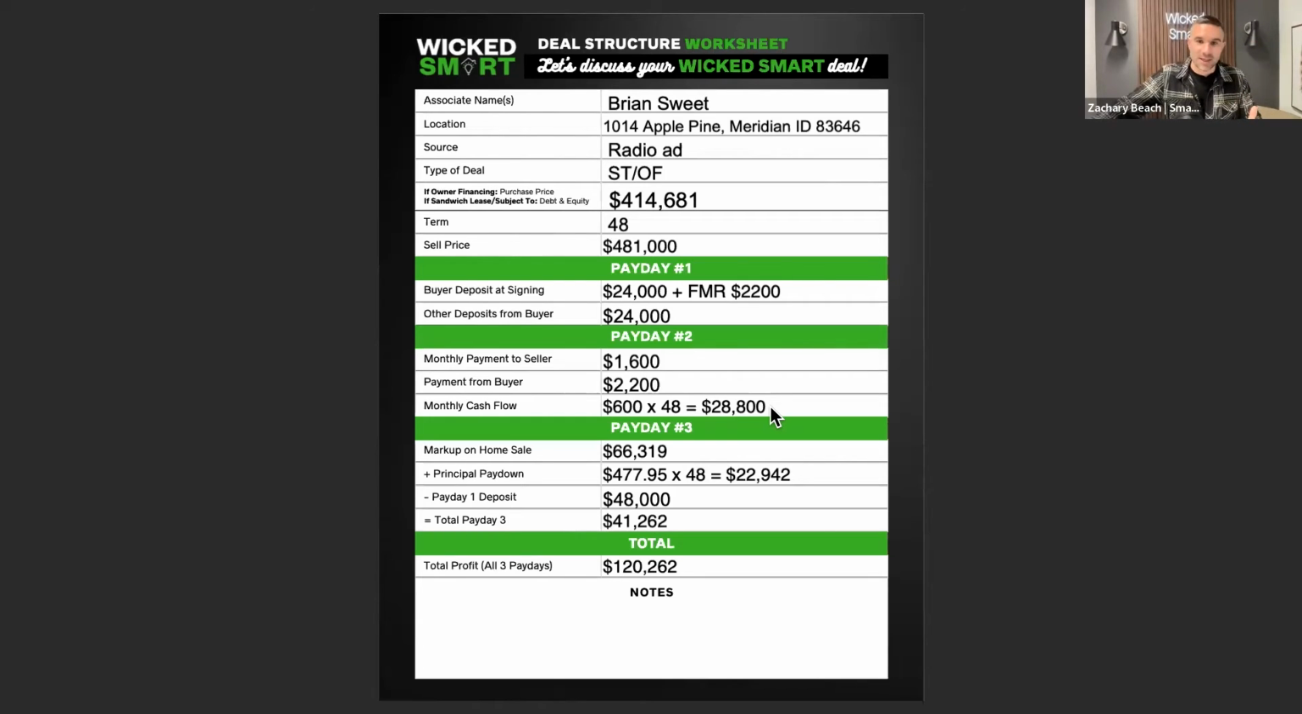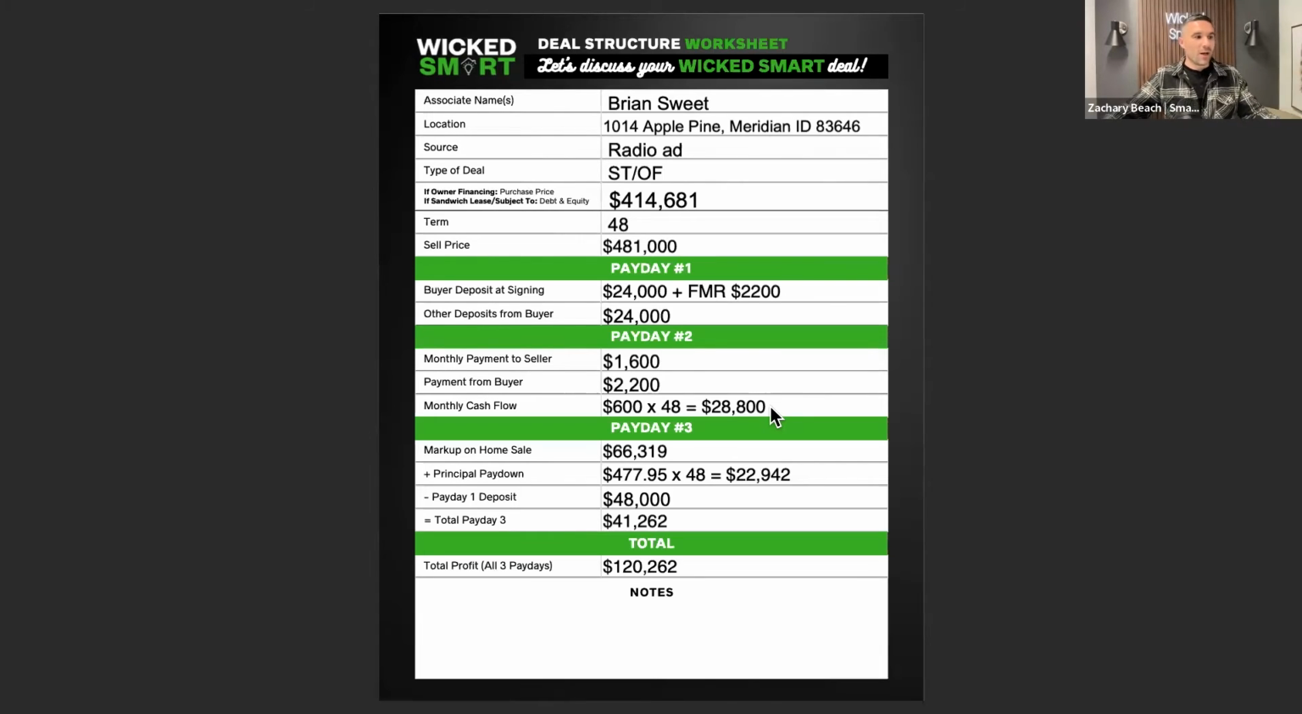So you're at least going to get $22,000 in equity. Yeah, because that's yours. Mm-hmm. We already collected $48,000, so we have to pull that off the table, which means that when this property cashes out in the 48 months, it's going to be about $41,000 in total profit on payday 3.